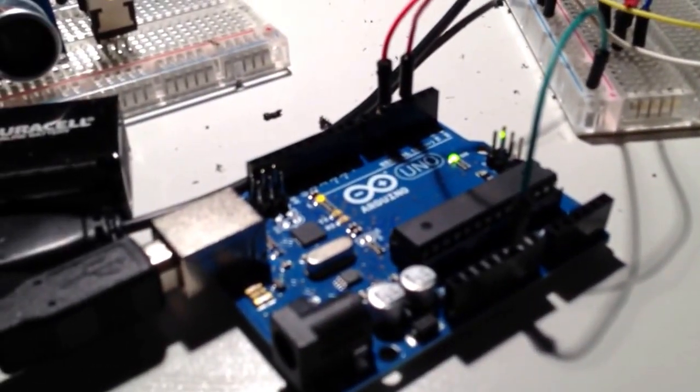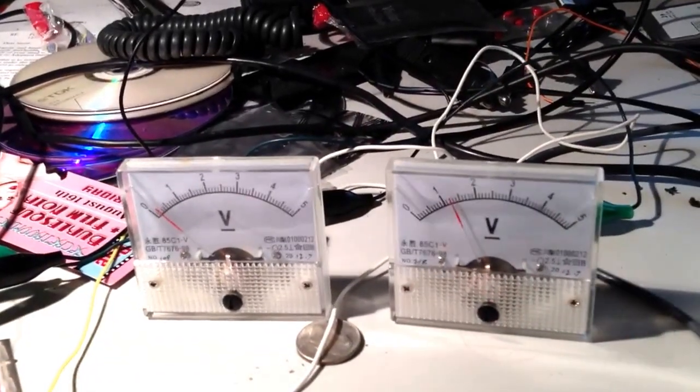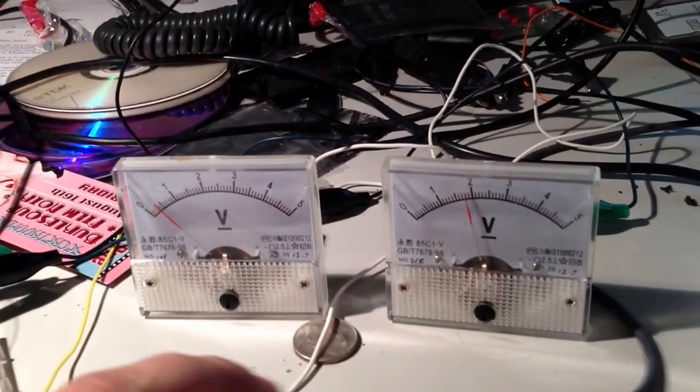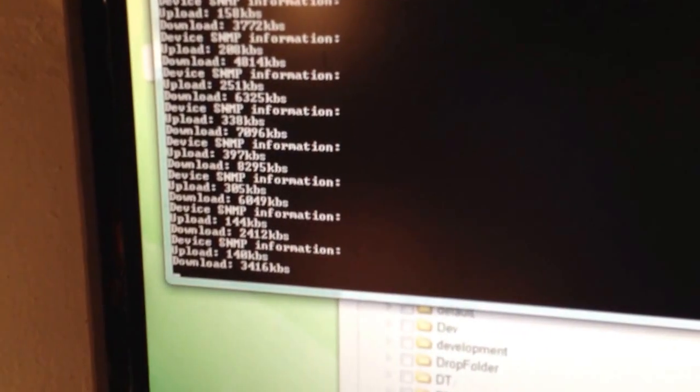All of this is being powered by my Arduino connected to my PC with a C# application that is pulling the SNMP information off of my router and passing it to the COM port once a second.